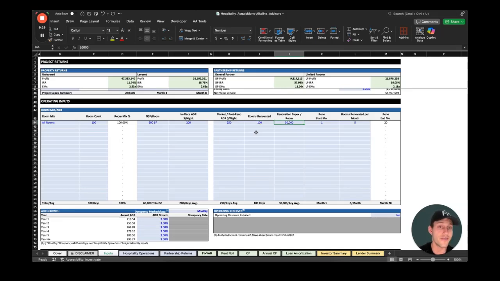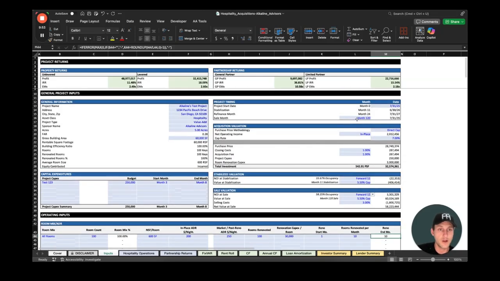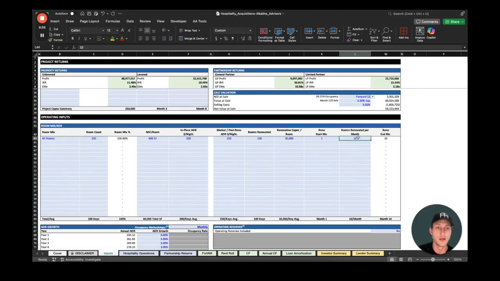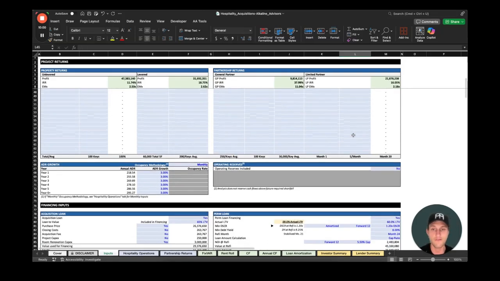It's going to cost $30,000 to renovate each room. We're going to start the renovation in month 1, and we're going to renovate 5 units per month, which means that the renovation period is going to end in month 20. So in month 21, that's when we're going to say we are stabilized. We can say we're actually going to renovate these rooms at 10 a month. Now we're stabilized in month 11. So you come up here, you'll see stabilization updates to month 11. Again, everything auto-populates based on the inputs we have here.